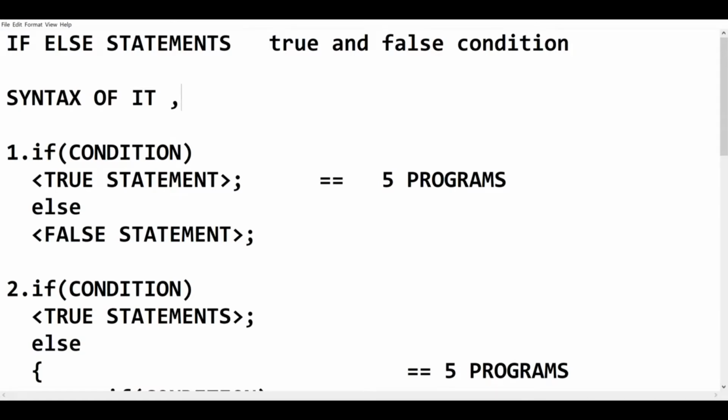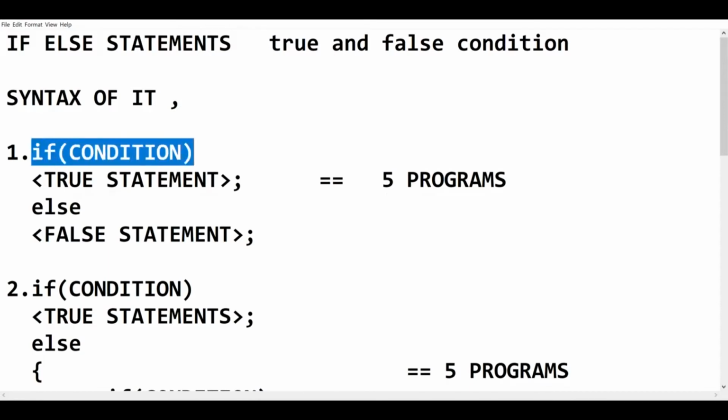It is very easy: if, in brackets, the condition, and below it we write the true statement, using a semicolon to end the statement. Then comes the else part. Moving further, we write the false statement and end it using a semicolon. After the if condition we do not write a semicolon, and after the else keyword we don't write a semicolon either.